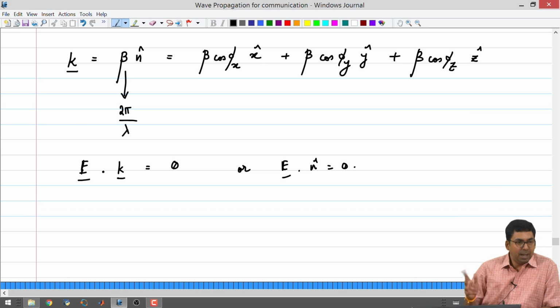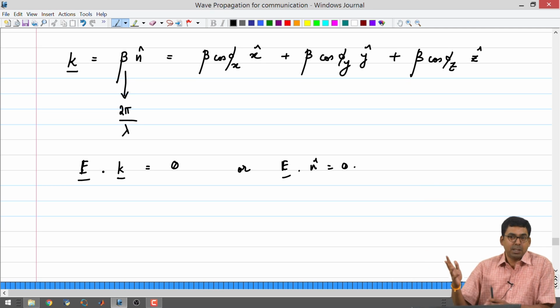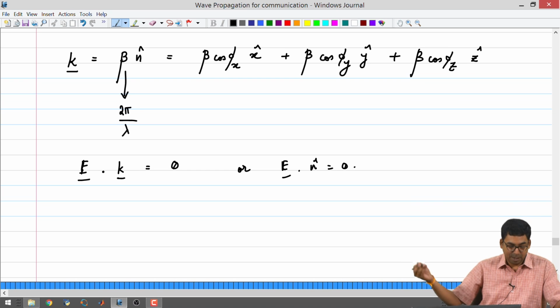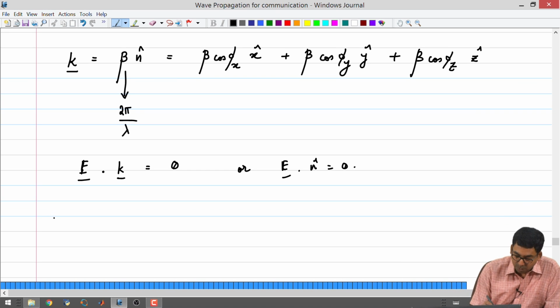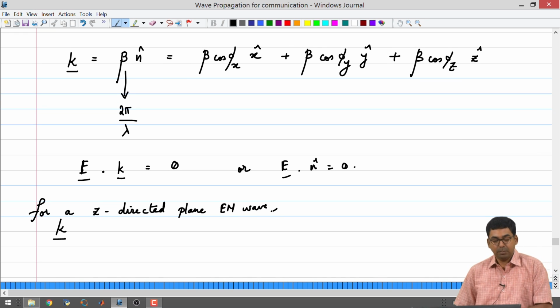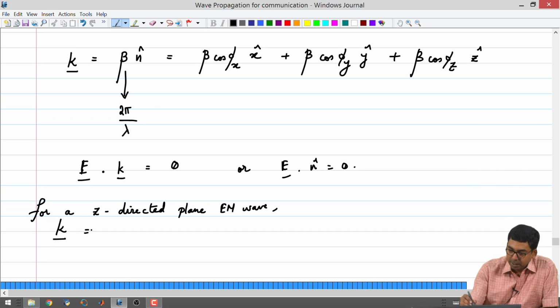We always said, let us assume that the direction of travel is z. This was our most go-to Cartesian coordinate system. Suppose the direction of travel is z. One can ask, what is k? So, let us look at k for a z-directed wave. How do we write this? Let us look at the expression beta cos phi x x hat.